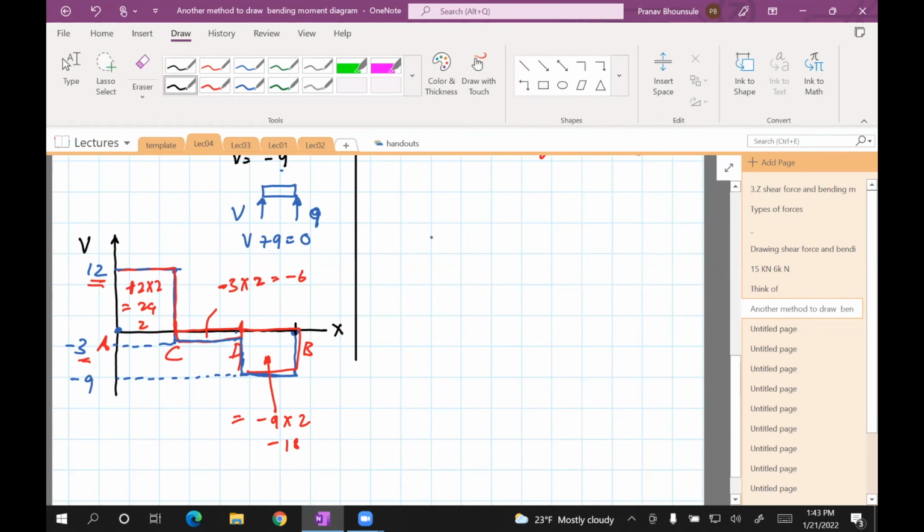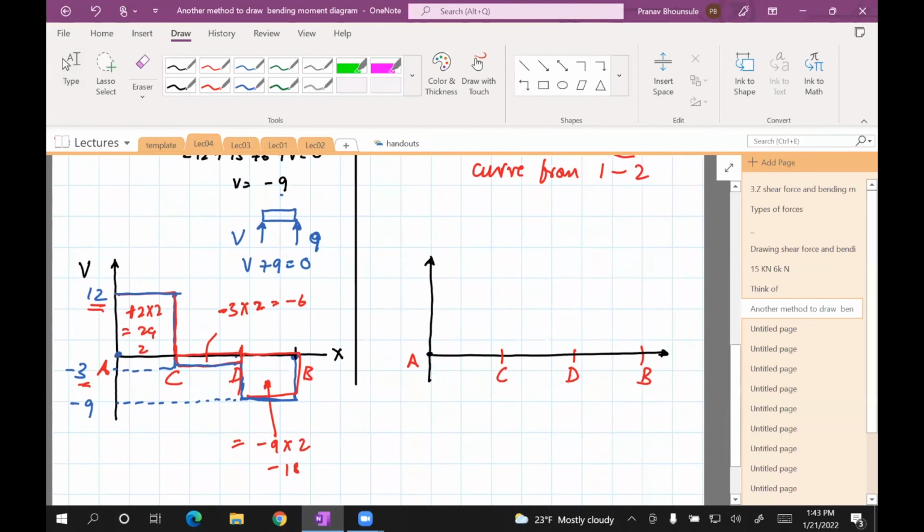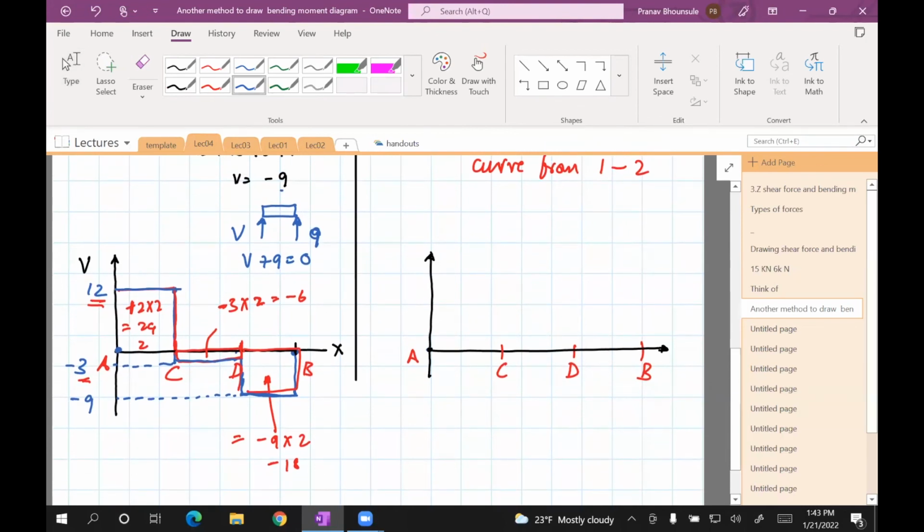Okay, so let's draw the bending moment diagram. Let's put points A, C, D, and B. Now let's start at A. At A, in the beam you see that there's no bending moment at A, right? Because from the equations of equilibrium, at A we only have VA and HA and there's no M. So the moment at A is equal to zero.